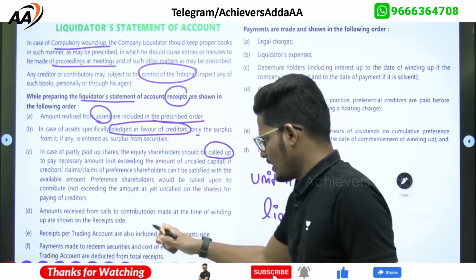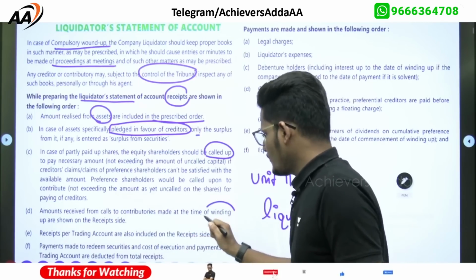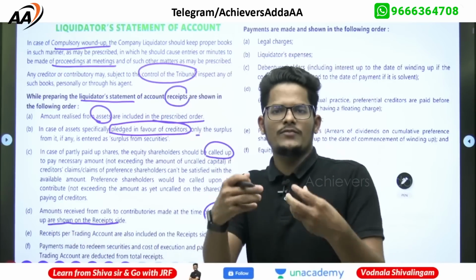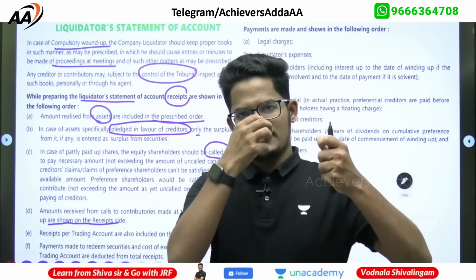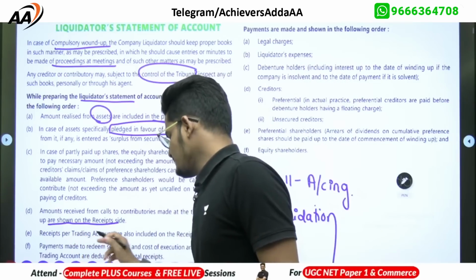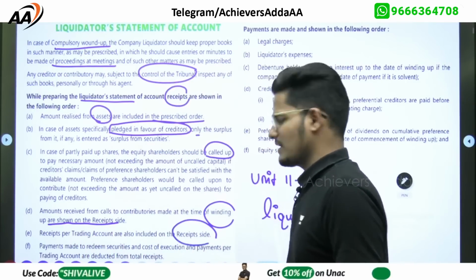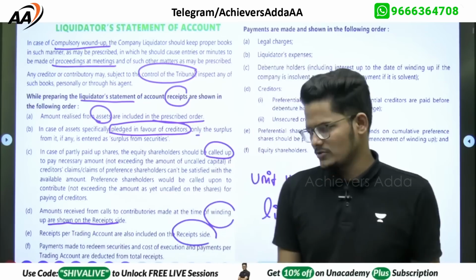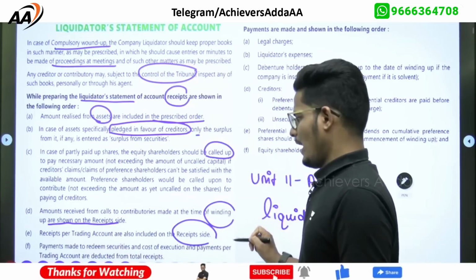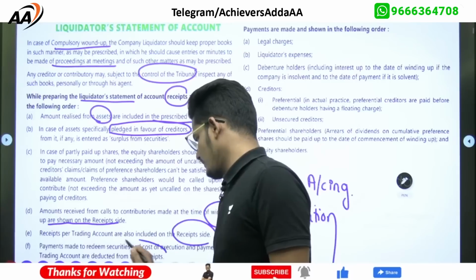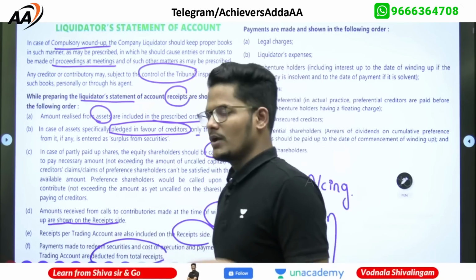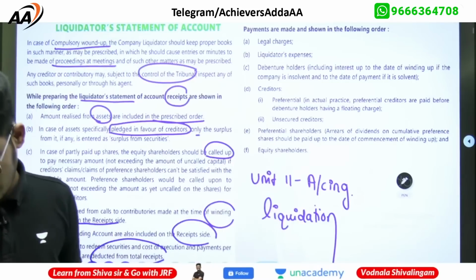Next, the amount received from the calls to the contributories made at the time of winding up is shown on the receipt side only. Once you have called up for the remaining pending calls, if you receive an amount, we need to credit that amount to the receipt side of the liquidator's account. And receipts as per the trading account are included on the receipt side. That is the gross profit of the sales, which is also to be on the receipt side. Payment made for the redemption of securities and cost of execution, and payment per trading account, are deducted from the total receipt, or mentioned on the payment side. How much we are redeeming means the repayment of the securities.